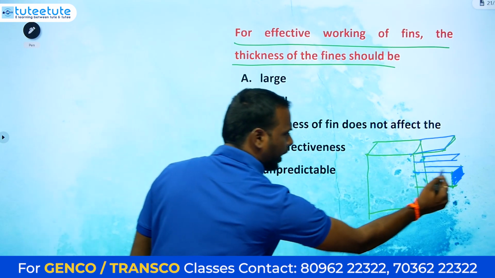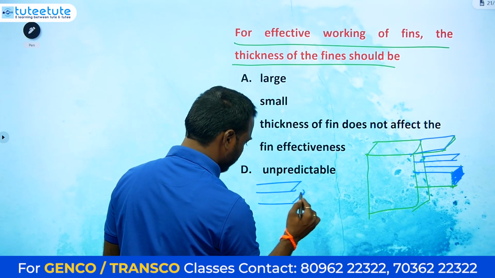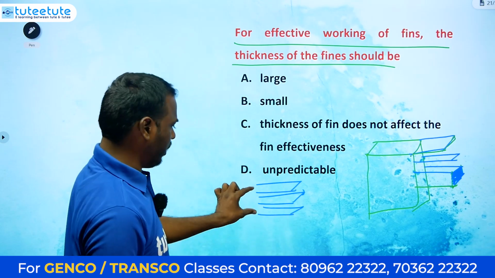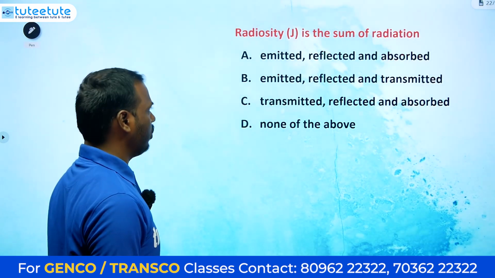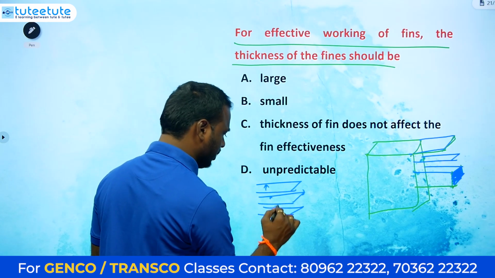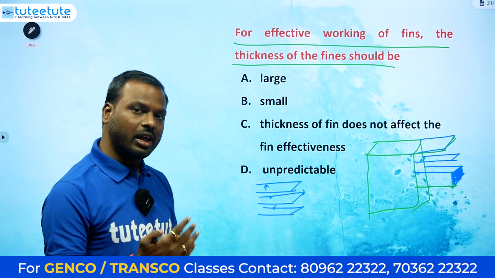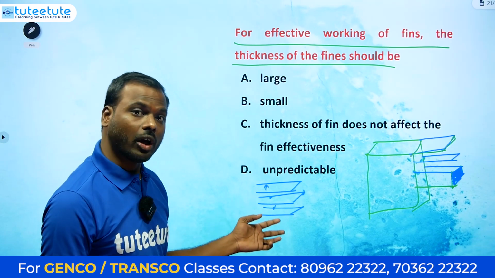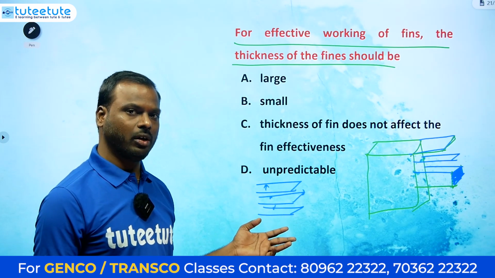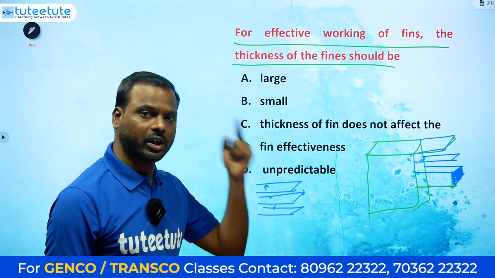Suppose instead of one like this, I am taking 3 fins in the same place, in the same gap. What happened? Here there are 3 areas, but here only one area will come into the picture. So the area will be short in the convective heat transfer also. Whenever the area is reducing, the convective heat transfer, what happened? Q will be reducing. So fins are used in order to increase the heat transfer.